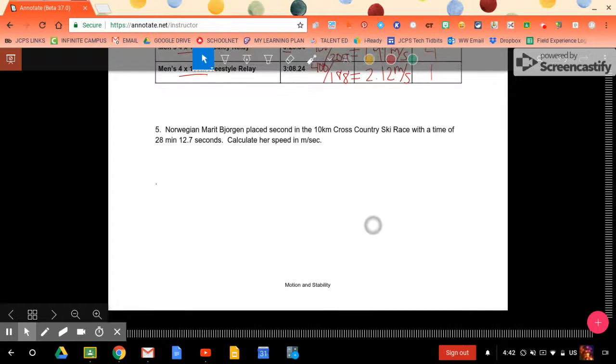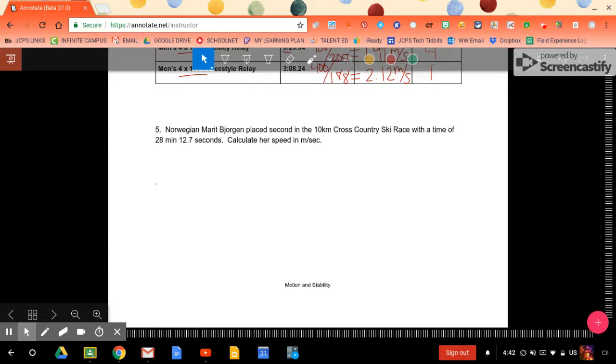Okay, going on to the bottom, we are doing the guess method on this one. A Norwegian placed second in the 10 kilometers cross-country ski race with a time of 28 minutes and 12.7 seconds. Calculate his speed in meters per second. You can keep this one in kilometers per second, I am more than okay with that. I will give you that 28 minutes and 12.7 seconds is 28.21 minutes. So that's for your calculation.